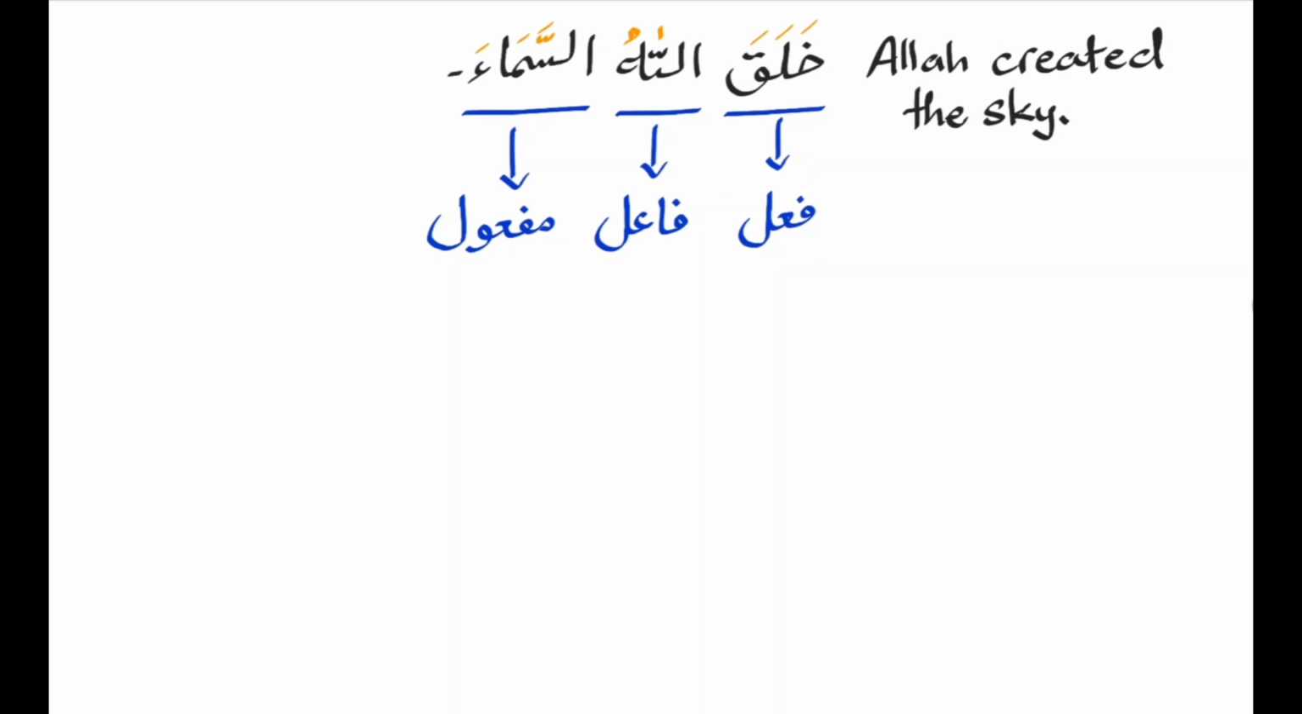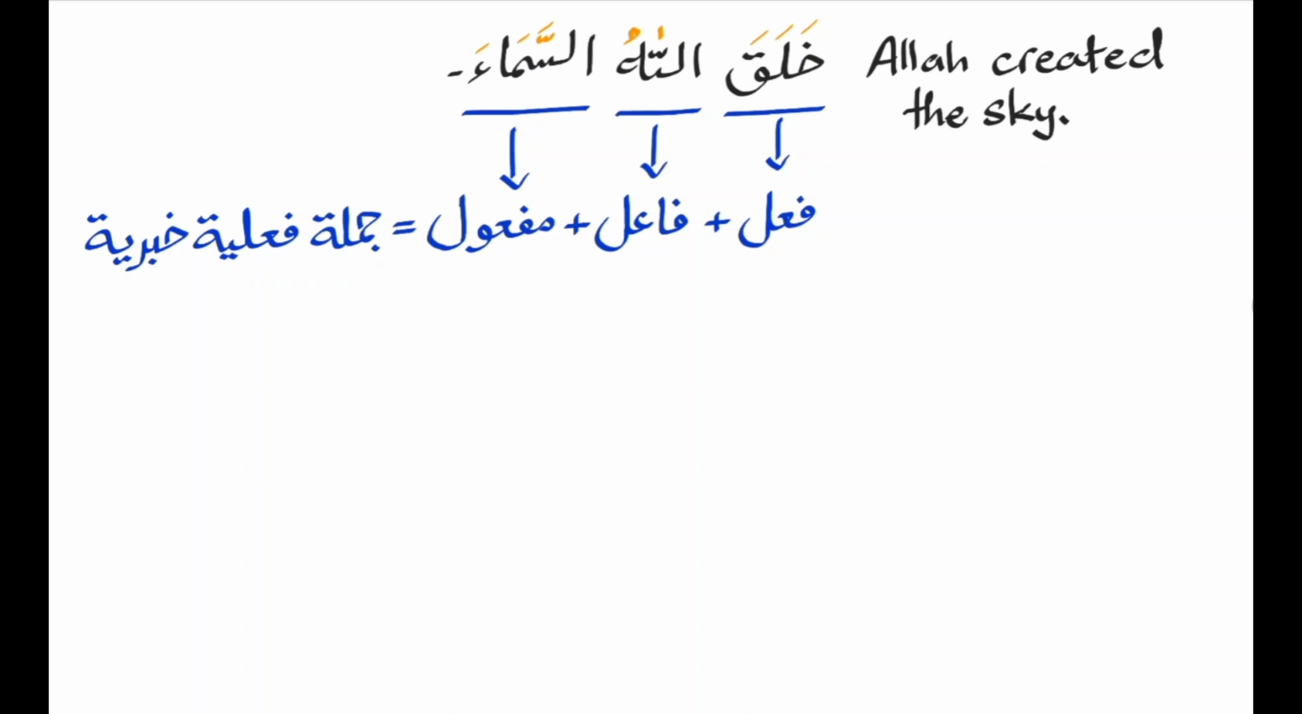خَلَقَ اللَّهُ السَّمَاءَ. Allah created the sky. Here, khalaqa is the fi'l. Allahu is the fa'il. And as-sama'a is the maf'ul. Fi'l plus fa'il plus maf'ul equals jumla fi'liyah khabariyah. This is an example of jumla fi'liyah khabariyah, and before this we covered jumla ismiyah khabariyah. Both of them are types of jumla khabariyah.